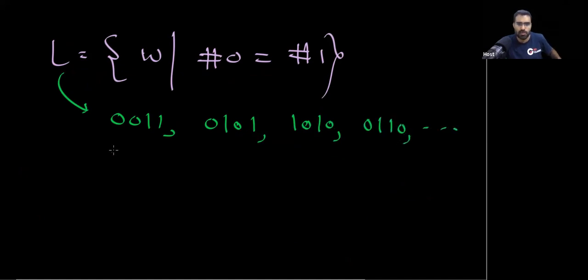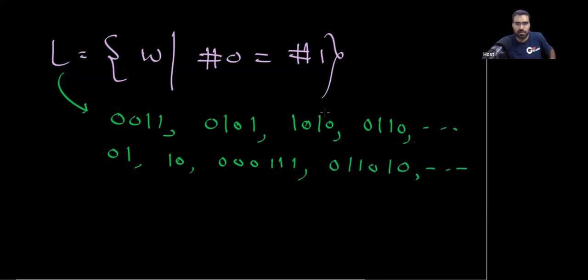Okay, this string is also there. This string is also there. This string is also there. I hope all these points are clear. This string is also there. So remember, this is your language. I hope this point is clear. So this is the language.